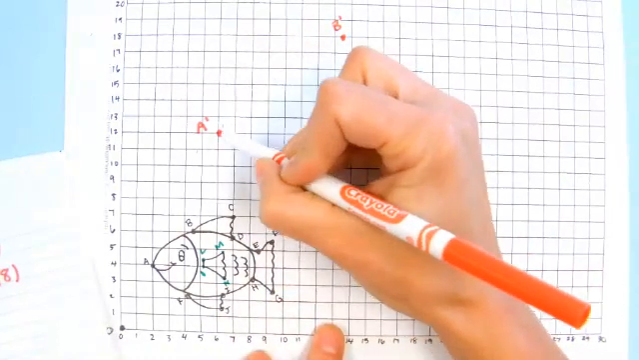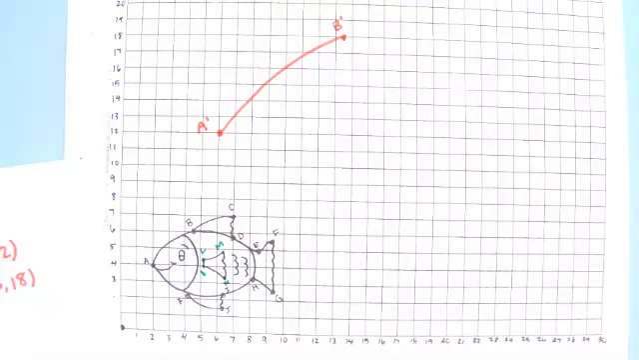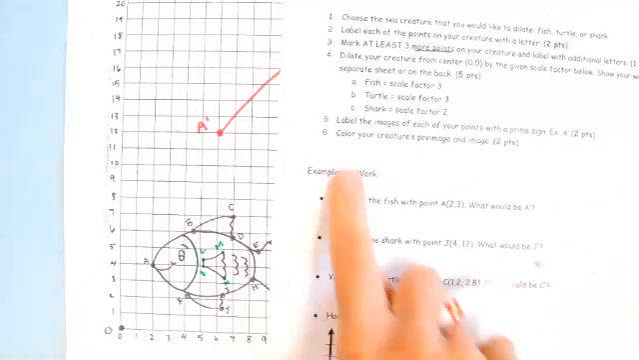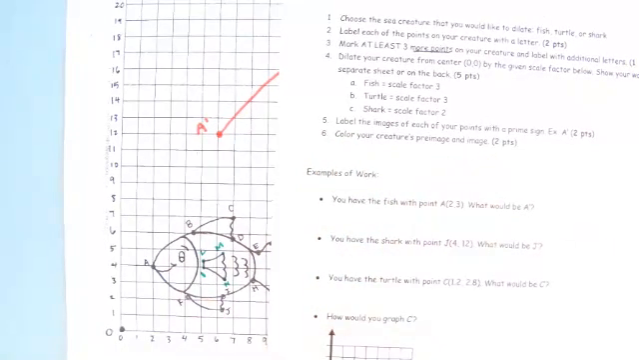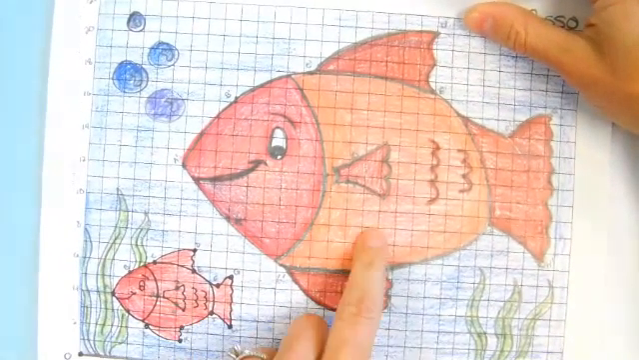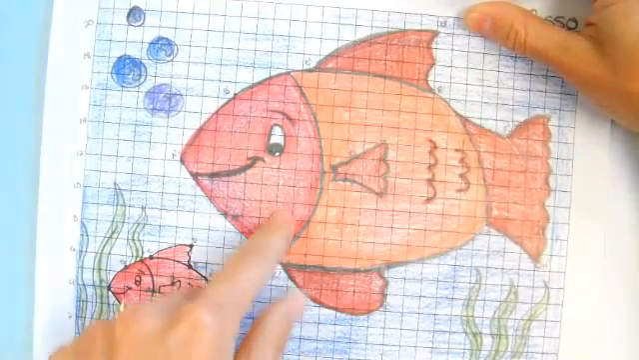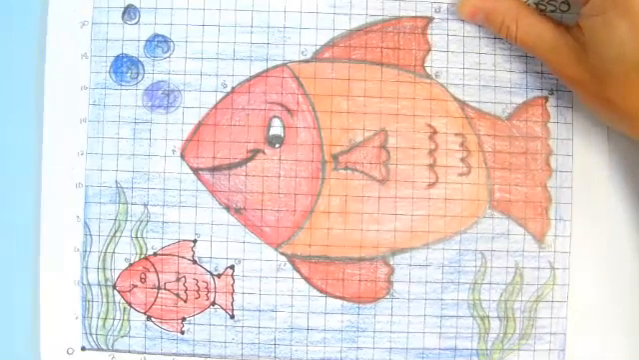I'm going to connect these dots because it's going to create a new fish as I go. Once you've connected all your dots, the final thing you get points for are your labels and coloring the creature's pre-image and image. You have to color both. In the end, as a final copy, you'll have your original pre-image and your image with all the labels, colored in so that it looks nice and neat, and that is what you would turn in.